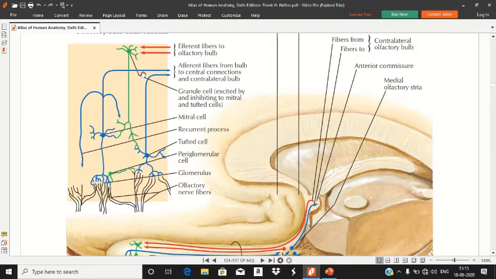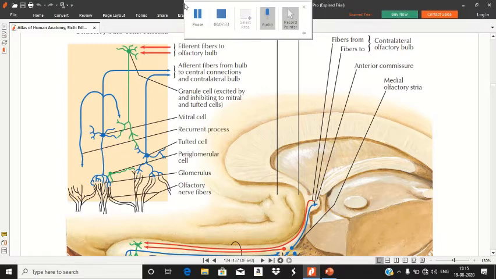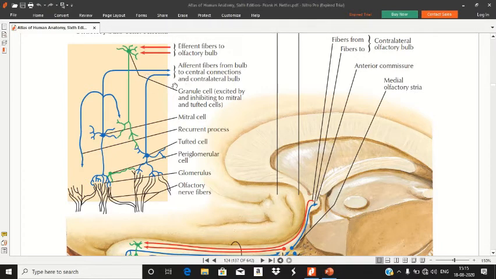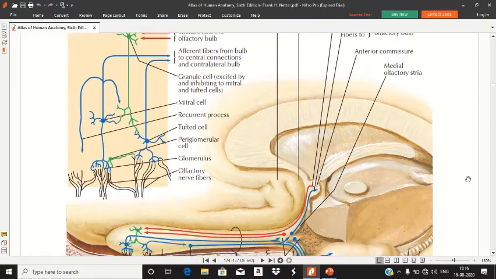Even the tufted cells are also extending into the central process of that. So both cells, the granule cells as well as the tufted cells and mitral cells, are also extending into that. Then the dendrites of the tufted cells enter into the synaptic glomeruli and their axons pass through the olfactory tract. So here you can see that. I'll show you.